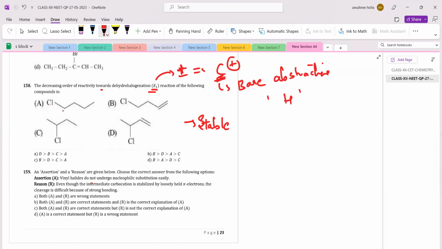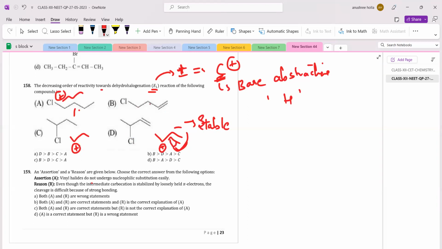So you'll be ending up with a primary carbocation over here. Primary. So if I eliminate this chlorine, I'll be getting a secondary carbocation. And what about this? Here, I'll be getting a secondary carbocation, but it's not a simple secondary carbocation. Here it is a secondary allylic carbocation, which is more stable. It can be stabilized by resonance, right?